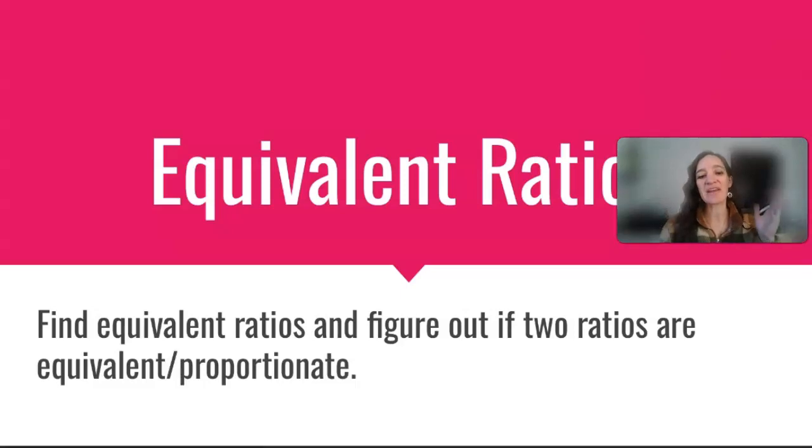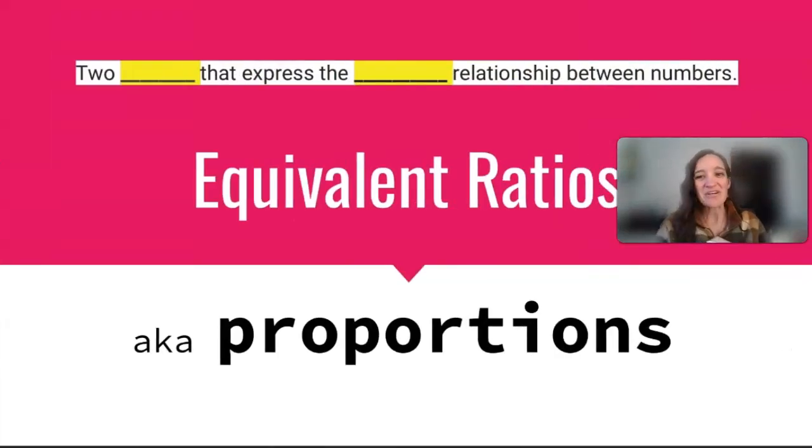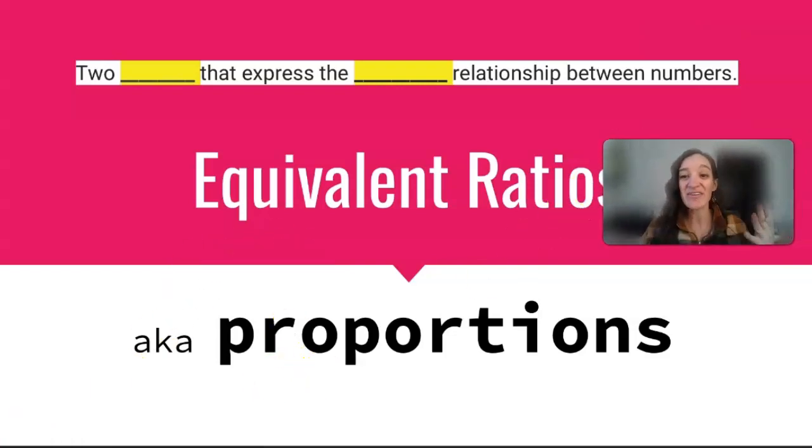Today we are going to be finding equivalent ratios, and then I'm going to give you two ratios and you get to determine if they are equivalent, or proportionate, which is the word we'll use today as well. So, let's talk about what equivalent ratios, also known as proportions, are. You're going to hear me say equivalent ratios, you're going to hear me say proportions, and they're the same thing. They are two ratios that express the same relationship.